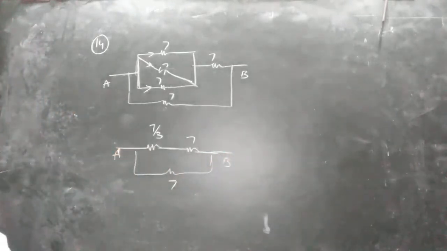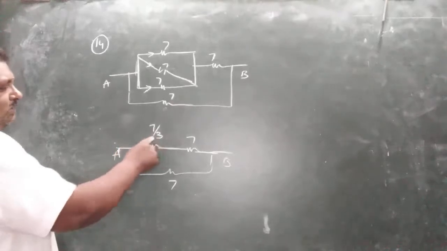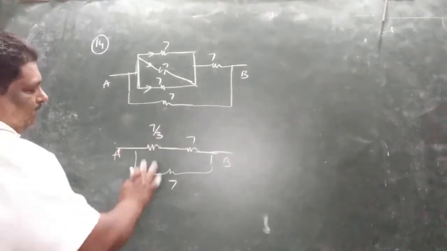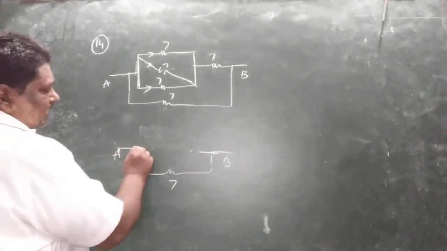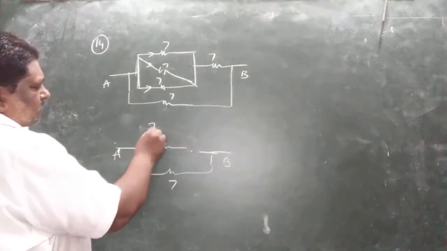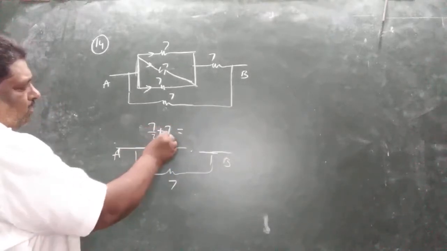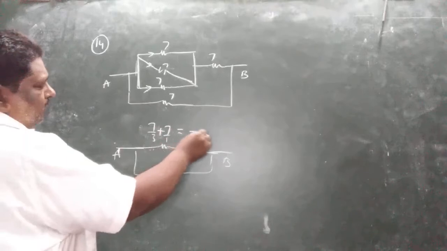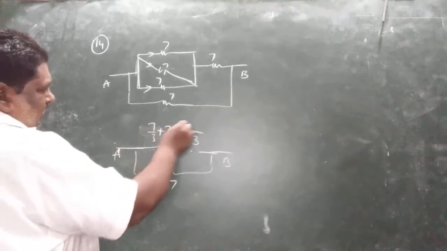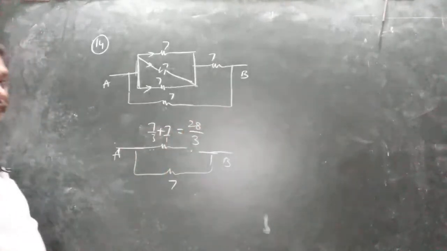Now how will you solve? These two are in series, that's why replace these two with a single resistor, 7 by 3 plus 7. How much? LCM is 3. 3 sevens are 21, plus 7, 28 by 3.